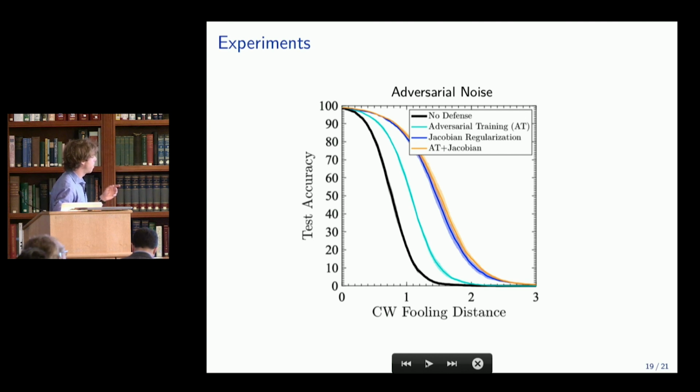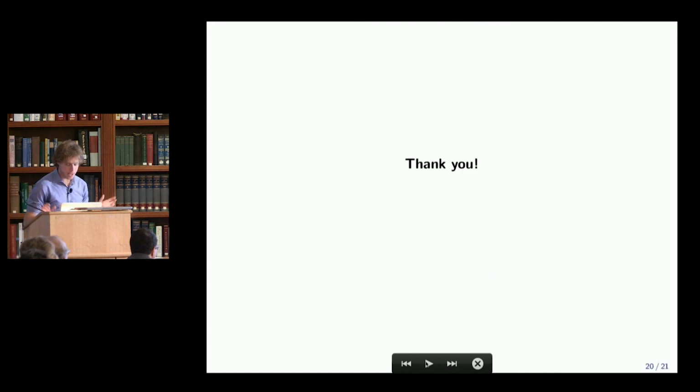And I'm happy to describe the details of the algorithm for anyone who's interested. But this is probably the best way of finding adversarial images, and our regularization confers added defense against this sort of attack. And that's all I have. Thank you.